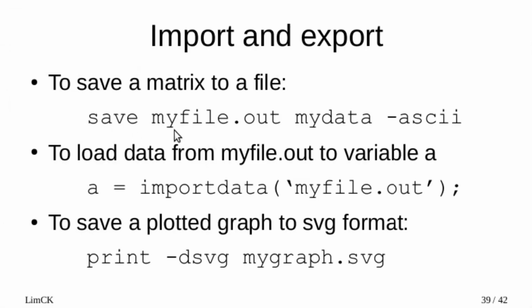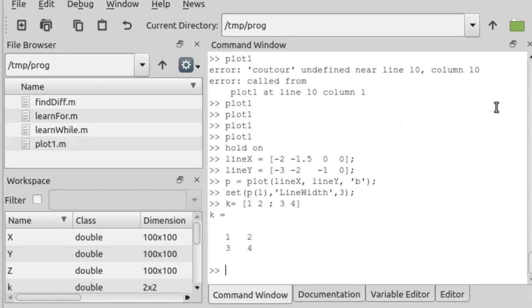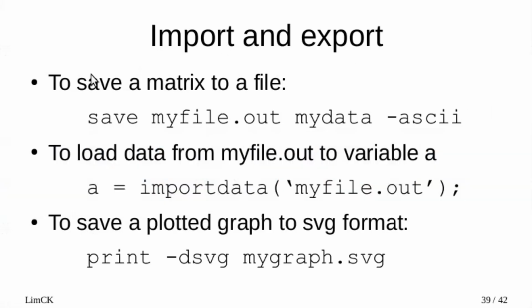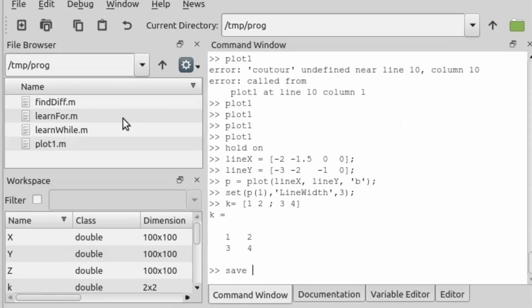So you can save, and this is the name of the file you save, and this is the variable you save. You have an ASCII parameter here to save the data in a form that we can read easily. What I mean is you can do this. You see, start with the save keyword, save. Maybe I call it my file dot out. You can use another name if you would like. And k is the variable we want to save, and then the minus ASCII keyword.